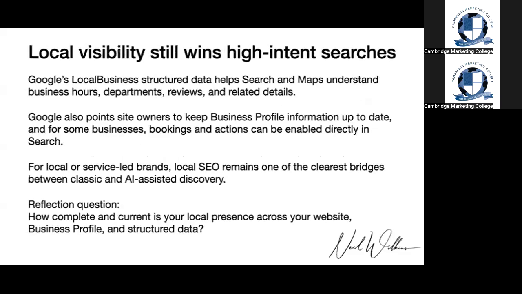And there are also some other things which have certainly over the last 10, 15 years or so been important for search. And one of those things, if we have some sort of geography within our business offering, is local visibility. That still wins in these high intent searches. So if you have a venue, a shop, some kind of physical presence where you need to have a geographic element to the search, people searching for local or service-led brands, local SEO is still one of the clearest bridges between classic discovery and this agent-driven discovery.